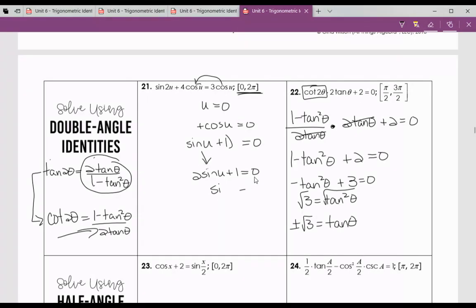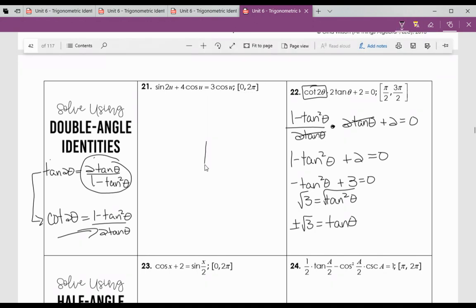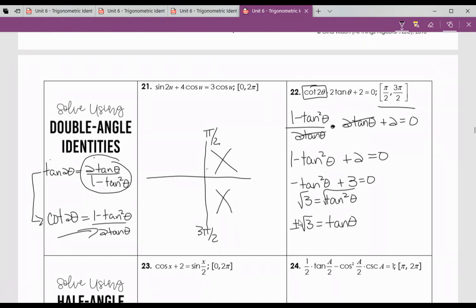So when I look at my unit circle, I can only look at certain areas. My interval goes from pi over 2 to 3 pi over 2, which means I cannot look here. I'm going from pi over 2 to 3 pi over 2. That's my interval. So I'm looking for positive and negative, and that's okay because tangent is negative here and tangent is positive here. So I am going to be pulling answers from each quadrant.